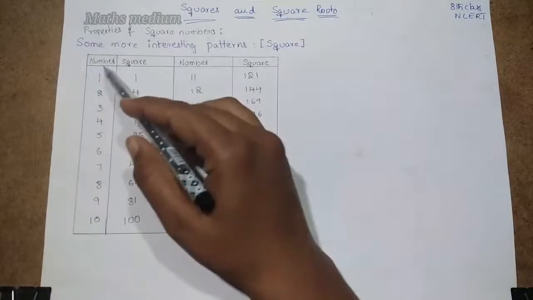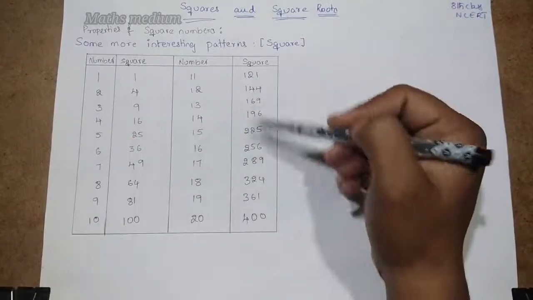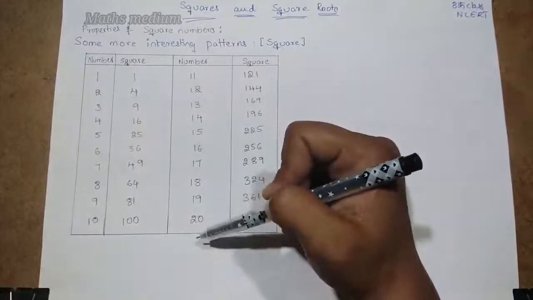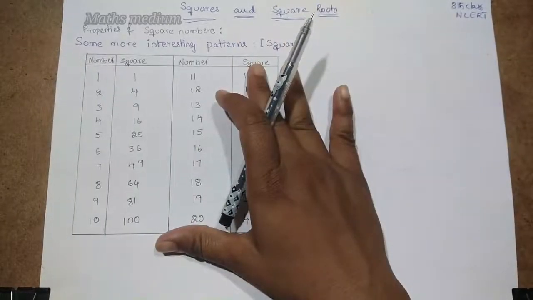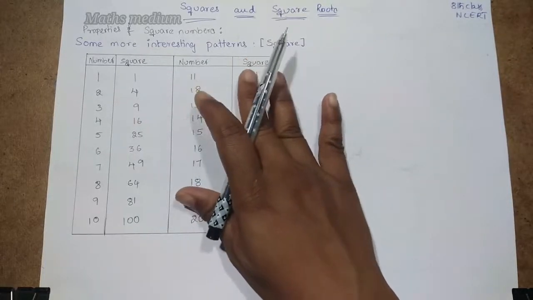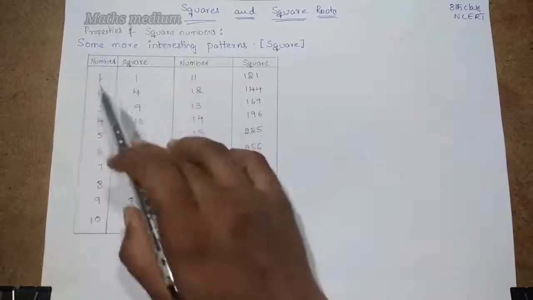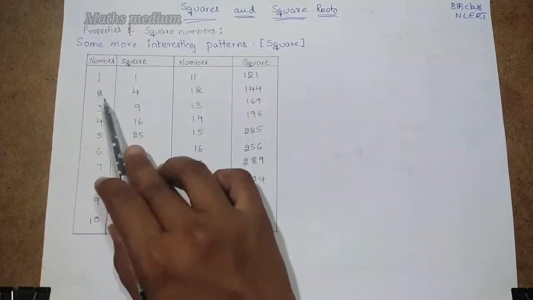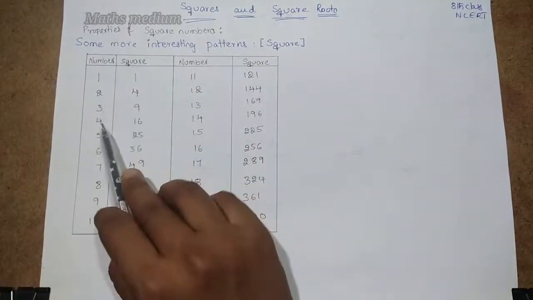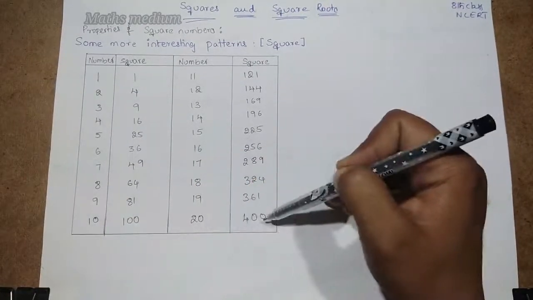These are the numbers here: 1, 2, 3, 4, up to 20. These are the square numbers corresponding to the numbers 1 to 20. We have to study this table, and I will explain through this table how square numbers can be found easily by observing the given number. See here: 1 square is 1, 2 square is 4, 3 square is 9, 4 square is 16, 5 square is 25. Similarly, up to 20 we have 400.